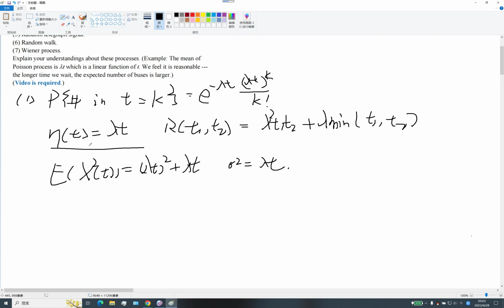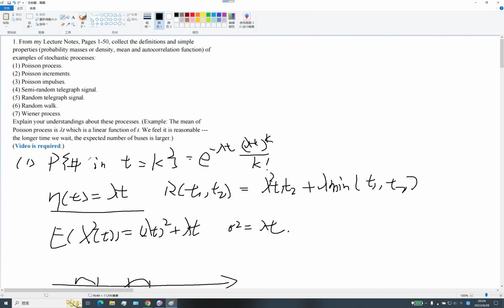And another property is that when there are non-overlapping intervals, say t1, t2, t3, t4, these are two non-overlapping intervals. If there are two non-overlapping intervals, these two intervals are independent of each other. So this is the Poisson process.